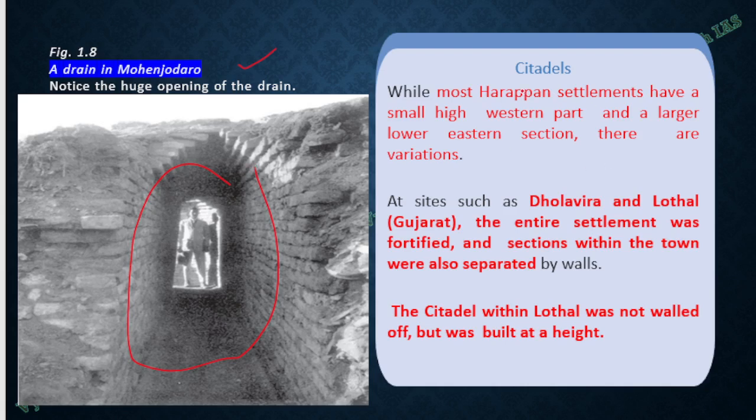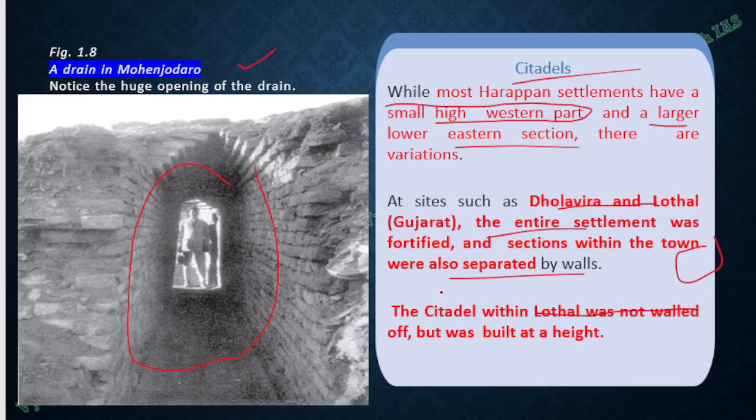Now here, citadels, I told you some exceptions. Most Harappan sites, I told you, have a small high western part, which is the citadel, and a large low eastern section, which is the lower town. But at sites like Dholavira and Lothal, which are in Gujarat, the entire settlement was fortified and sections within the town were also separated by walls. There are many forts, kind of fortification happening there. And in Lothal, the citadel was not walled but was built at a height.